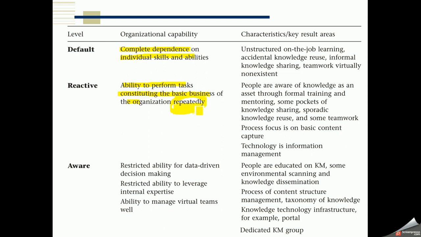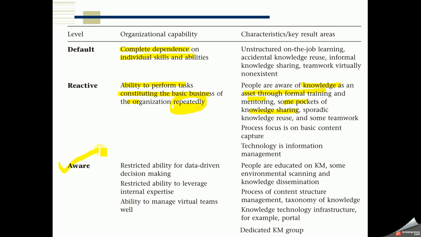As in CMM, we have repetition as a second level. So here the tasks are performed repeatedly, and from a knowledge sharing perspective, people are aware of knowledge as an asset through formal training and mentoring processes. Some pockets of knowledge sharing are there. People are not sharing knowledge as a policy or as a culture, but there are some people who are sharing knowledge at a local level.